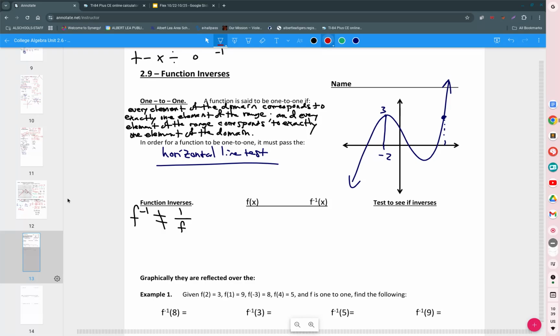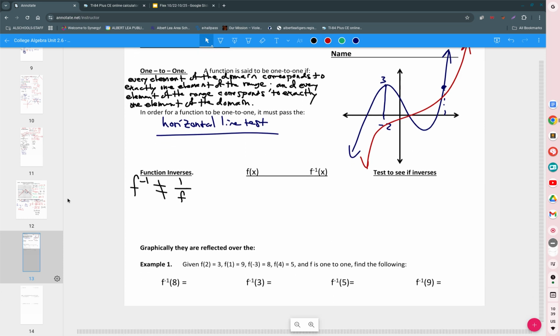If I draw a different function that looks, say, like this, both of those are cubics, okay? Does the red one pass the horizontal line test? Yes, so it is 1-to-1. 1-to-1 is important because 1-to-1 is the set of functions that we can find the inverse of.